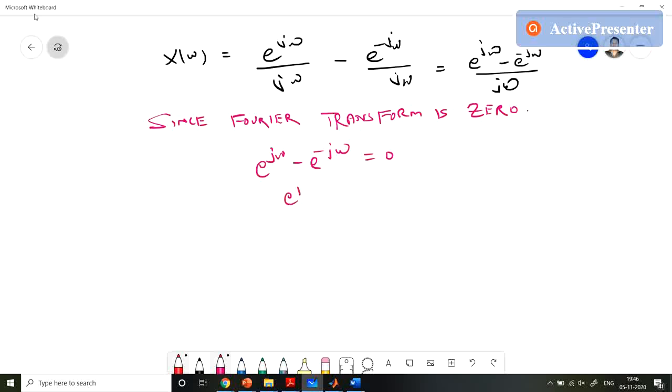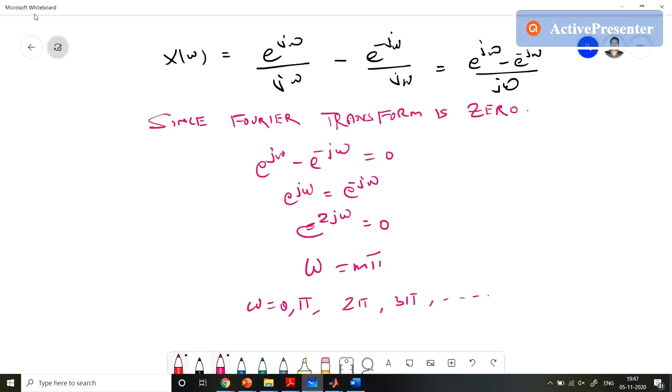So it means e raised to the power j omega is equal to e raised to the power minus j omega, that is, sine omega equals 0, and it is 0 when omega is equal to m pi. So it is 0, pi, 2 pi, 3 pi. For all these values of omega, the Fourier transform is 0.